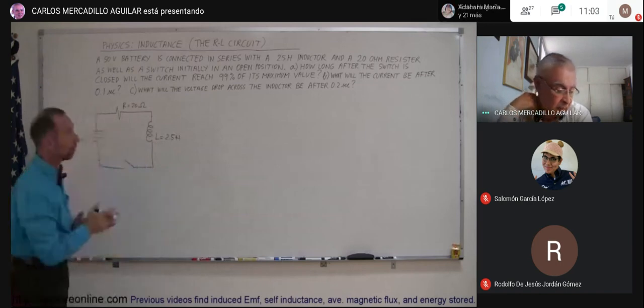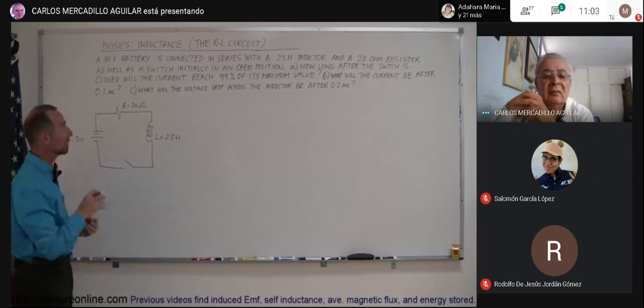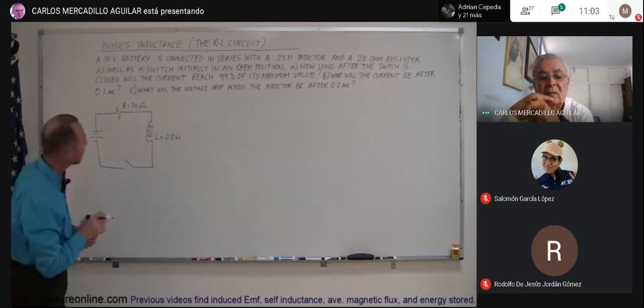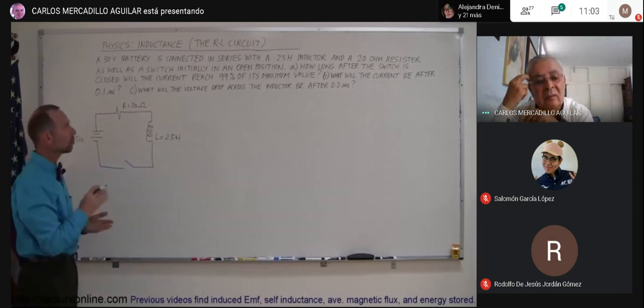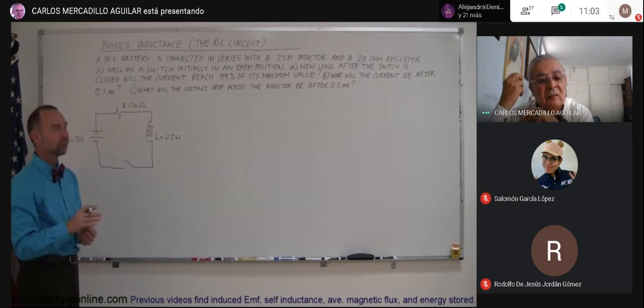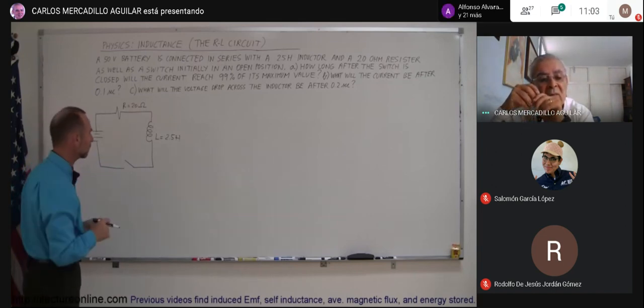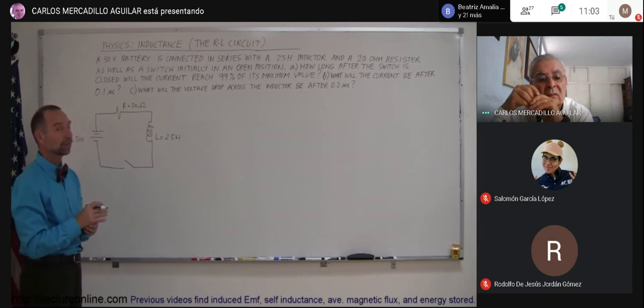Now, they're asking for A, how long after the switch is closed will the current reach 99% of its maximum value? B, what will the current be after 0.1 seconds? And C, what will the voltage drop across the inductor be after 0.2 seconds? All right, let's start with part A. We want to know how long it takes for the current to reach 99% of its maximum value.